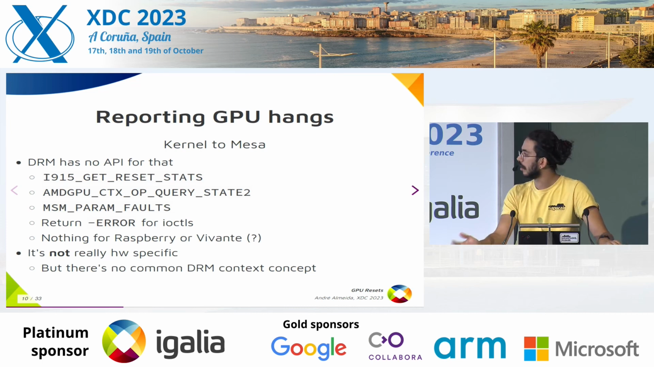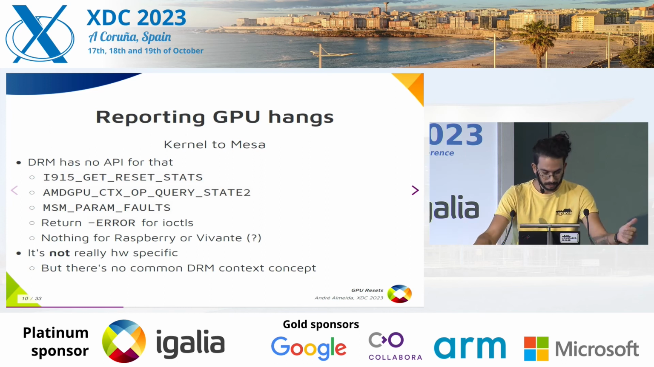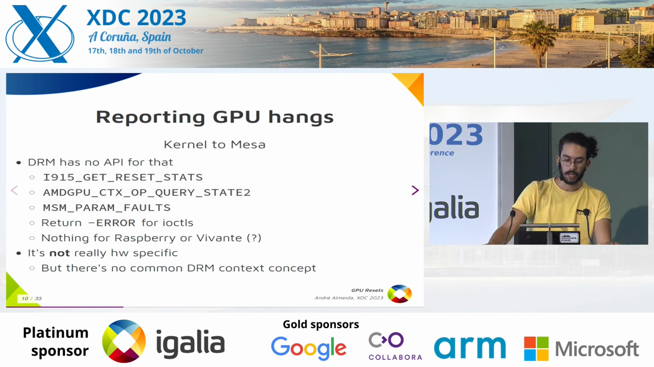And as far as I tried to find, I wasn't able to find any of these reset reports for Raspberry Pi or Vivante. But in fact, this part is not really hardware specific. We could have a common DRM API for that. That would be very helpful for the whole stack, as I will show later.